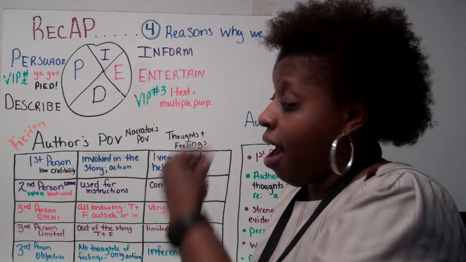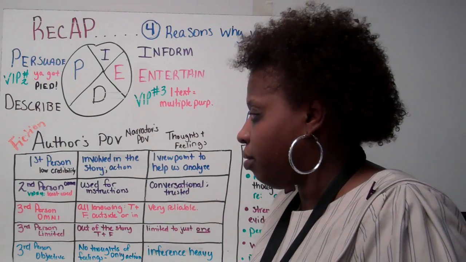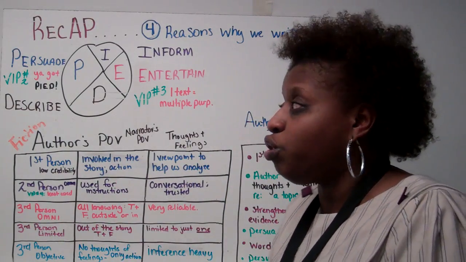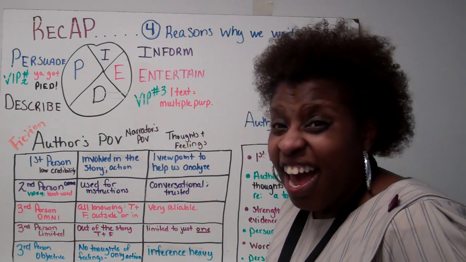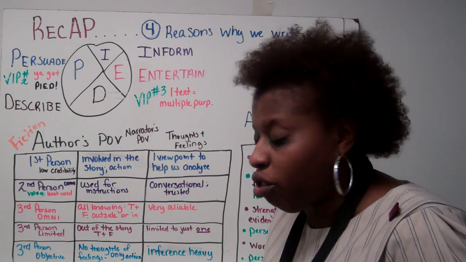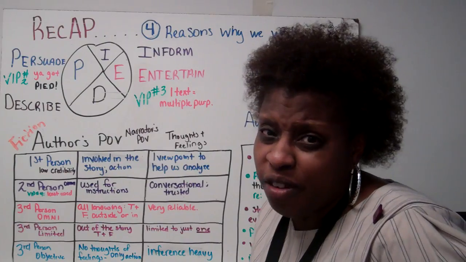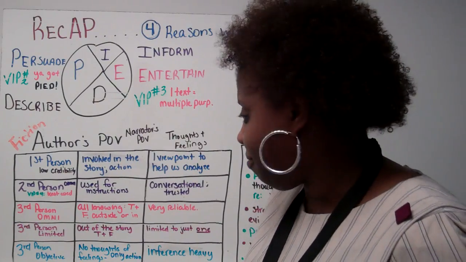The next thing we have is second person. Second person is used really for instructions. It's really conversational, and you can pretty much trust it, but it's VIP number 4, it's the least used.